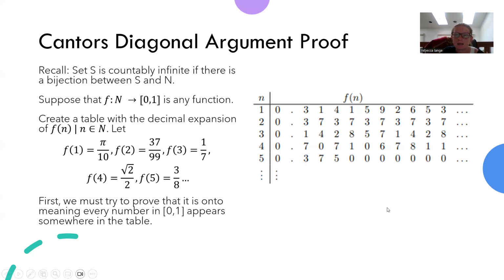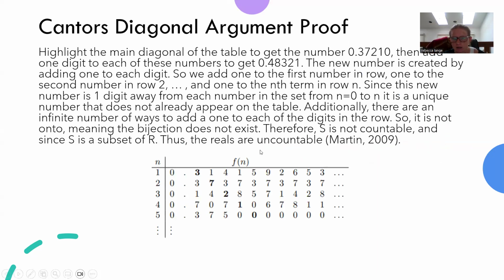This is a great way to visualize it: create a chart and use these different real numbers to go in that chart. These are just random real numbers. You could be more precise if you wanted to. Look at the diagonal that occurs here. If we add 1 to each of the values of those diagonals, we see the diagonal here is 3, 7, 2, 1, 0. If we added 1 to 3, we would get 4. Keep going, and we get 0.48321.